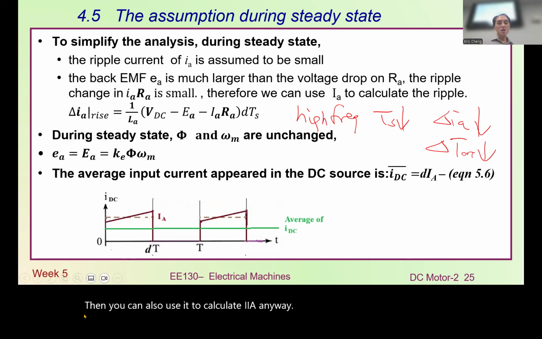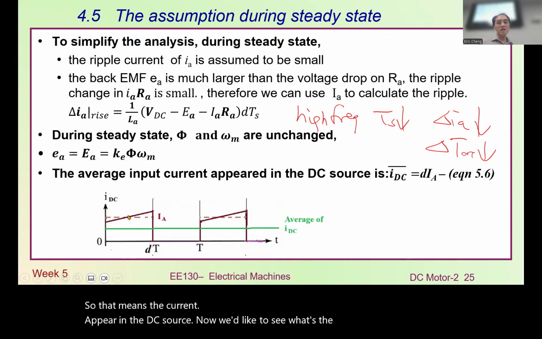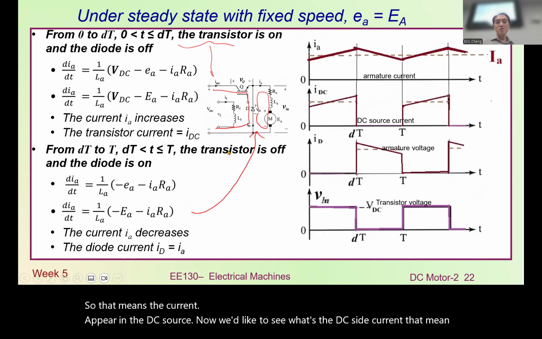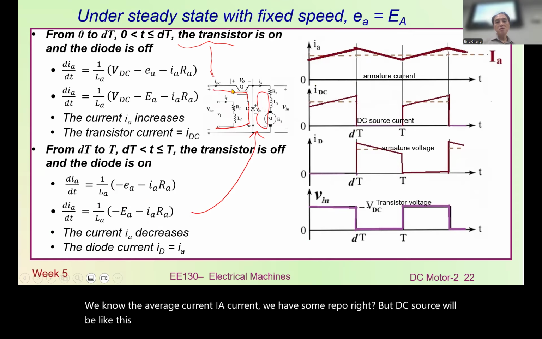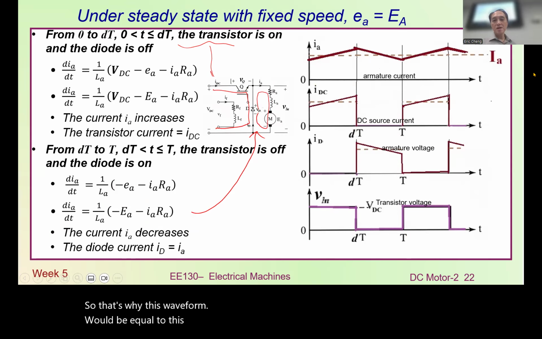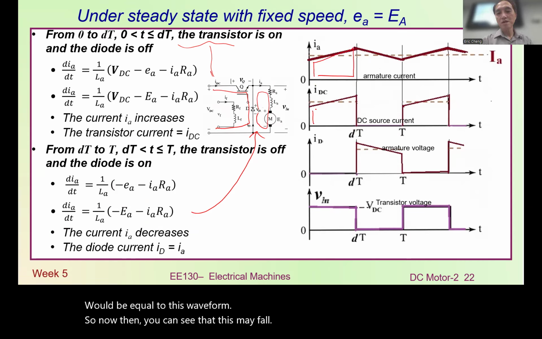So that means the current appearing in the DC source. Now we would like to see what the DC side current is. In here, we know the armature current is the IA current. We have some ripple, right? But the DC source will be like this. So when we turn on, the armature current equals the input current. That's why this waveform will be equal to this waveform. So now you can see that this waveform is exactly equal to this waveform.